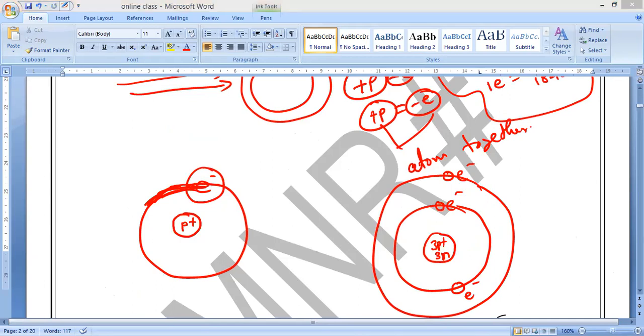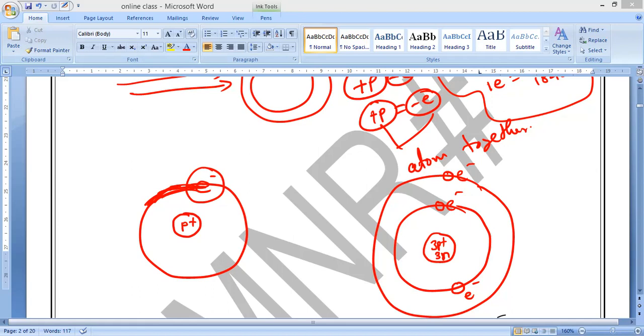Is it okay, guys? Limitations, or else we can say drawbacks of the Rutherford model of the atom. Clear, everyone? Now, for these drawbacks of the Rutherford atomic model, our next scientist, what is his name? Niels Bohr. Understanding, Niels Bohr explained the stability of the atom. That is what we'll study now.